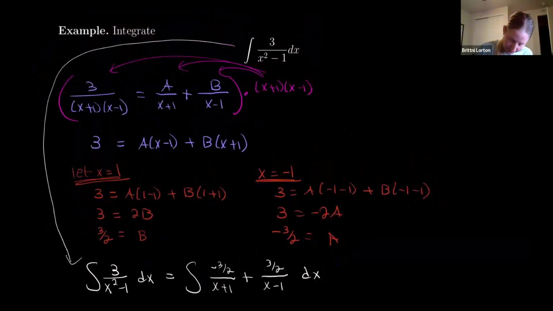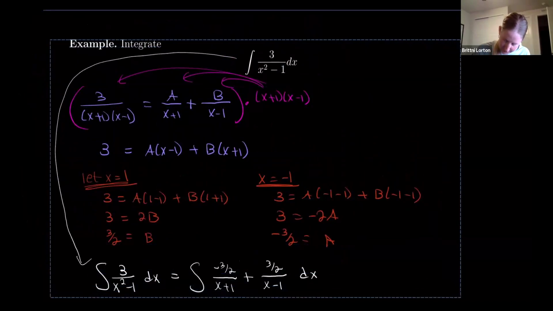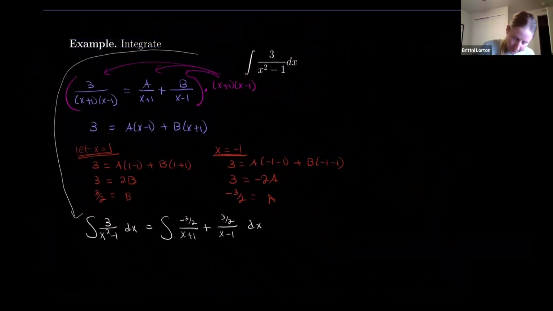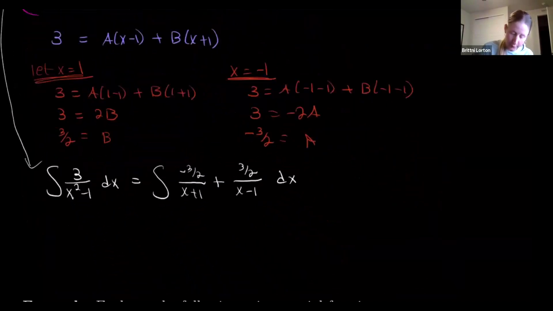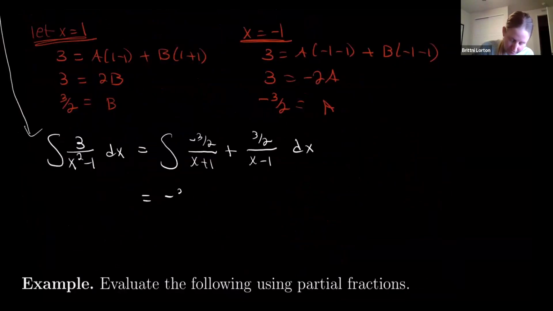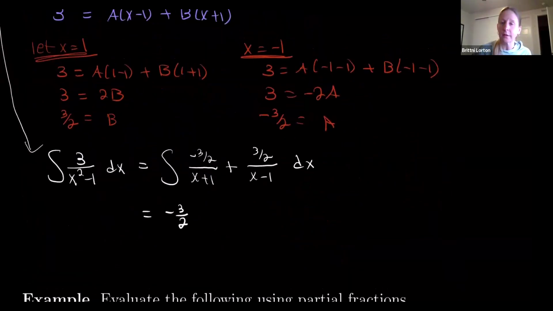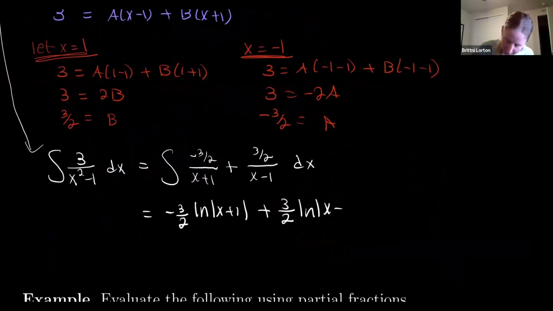Oh, I've definitely run out of space. Let me give myself a little bit more. There we go. So now the integral becomes quite simple. Because -3/2 is just a constant, so it can stay. And then I have something that's linear on the bottom, which we know turns into the ln. And then the same thing for the other one, 3/2 ln of x minus 1 plus c.